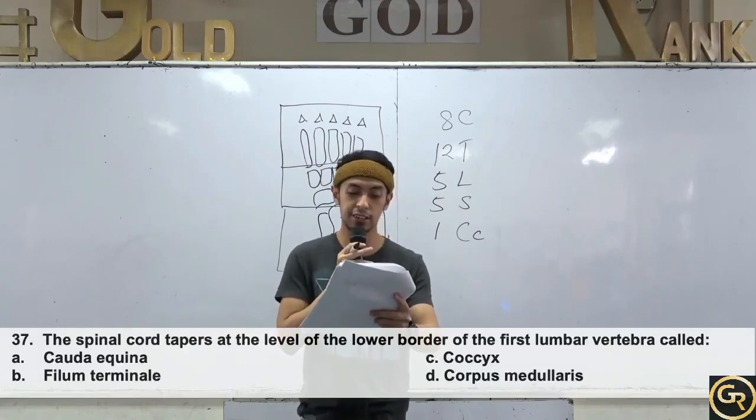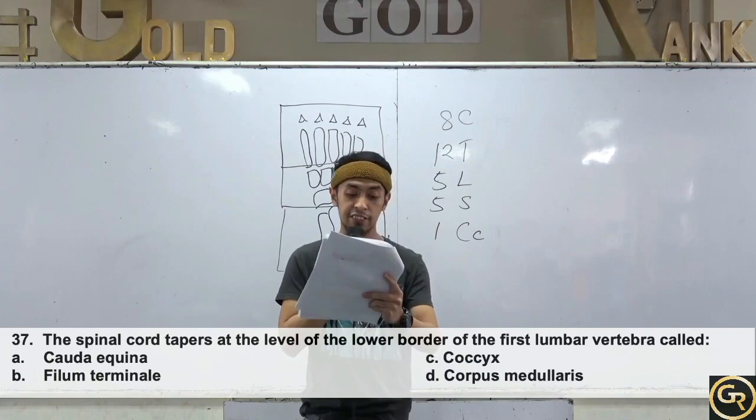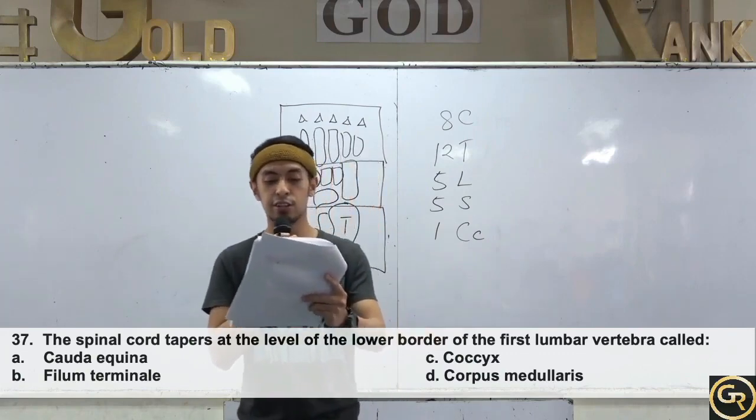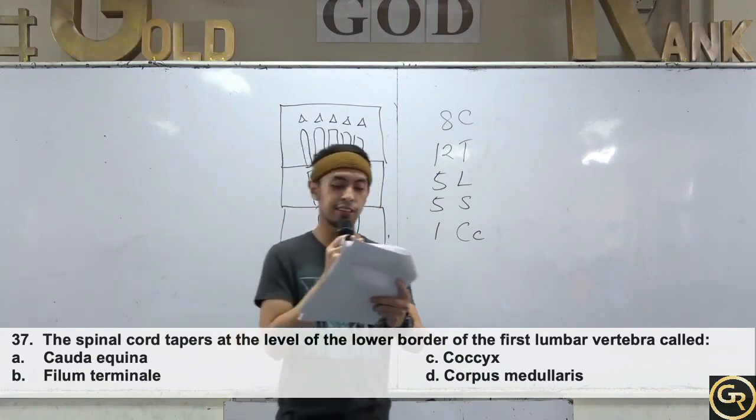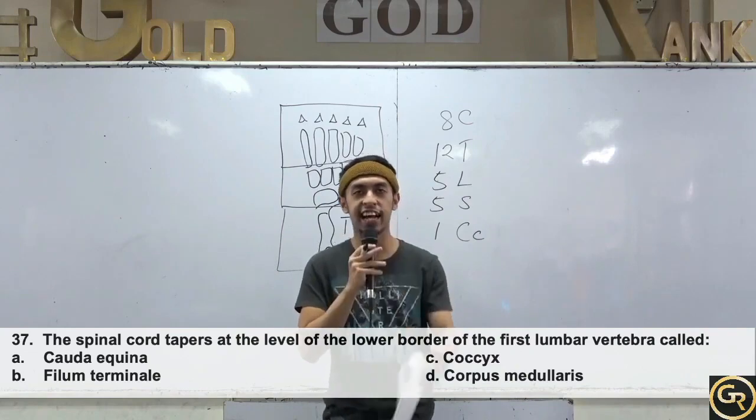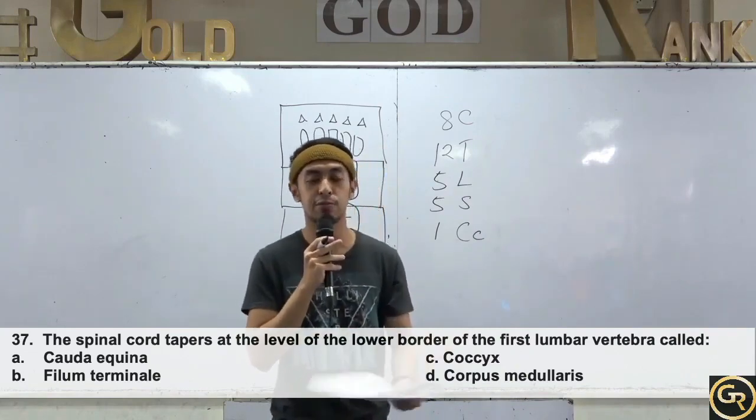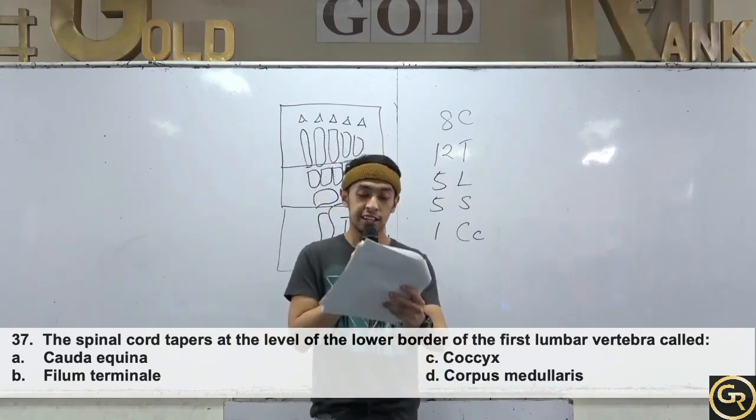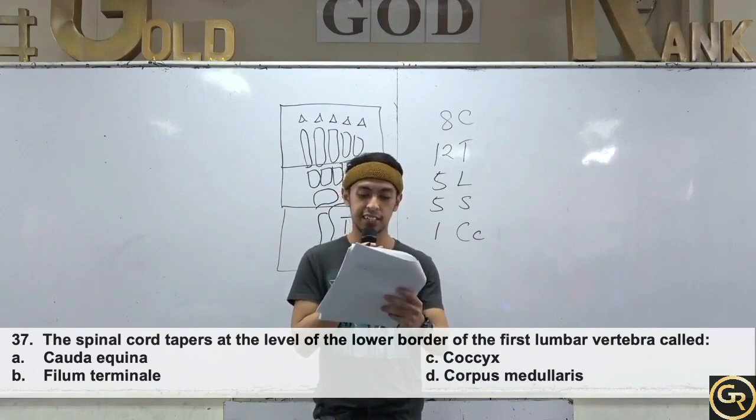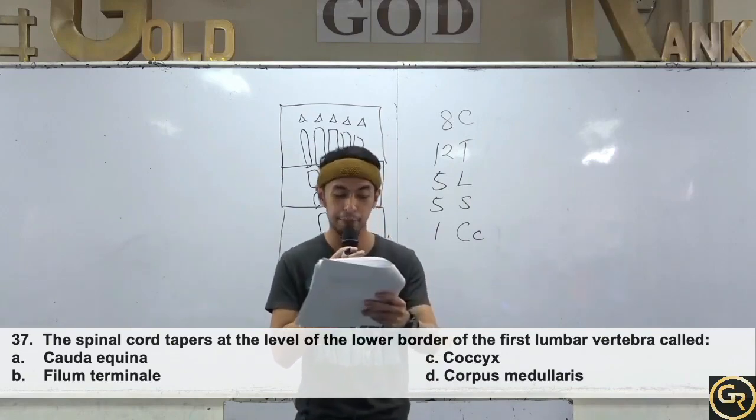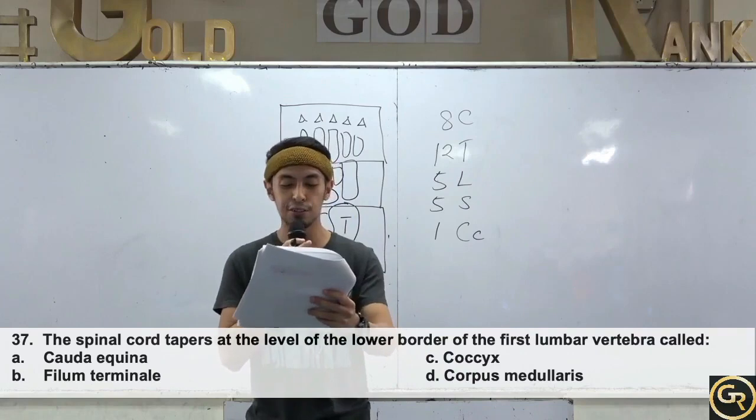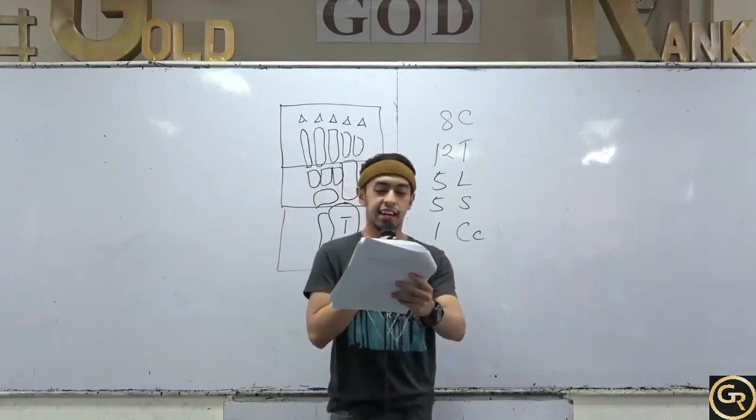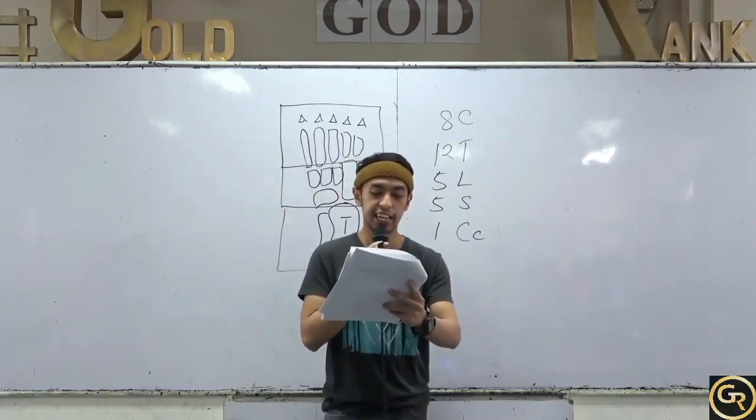37. The spinal cord tapers at the level of the lower border of the first lumbar vertebra called, okay, sino nga po ba yung tapered end ng ating spinal cord? That's what we call your letter D, your conus medullaris. Kung corpus yan, pakipalitan dapat po conus. Conus medullaris.